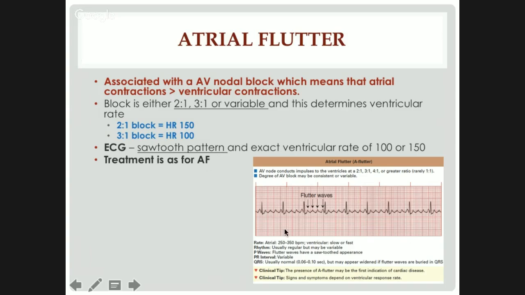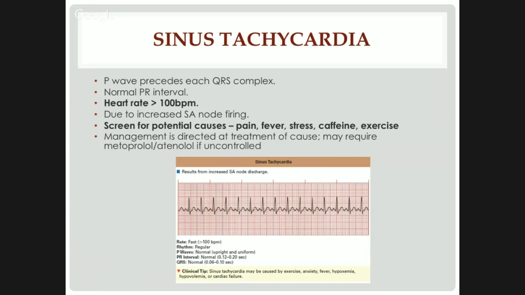Atrial flutter is your characteristic sawtooth pattern. It's got an atrial and ventricular block, so there's a nodal block. So the atria go at their own rate, the ventricles go at their own rate. It's a tachycardia. And the characteristic presentation, if it's a 2-to-1 block, so there's 2 atrial contractions per 1 ventricular contraction, there's a heart rate of 150. If there's 3 atrial contractions for 1 ventricular contraction, it's a heart rate of 100. So sawtooth pattern, and they have an exact heart rate. That's how it presents. You treat it as you treat AF.